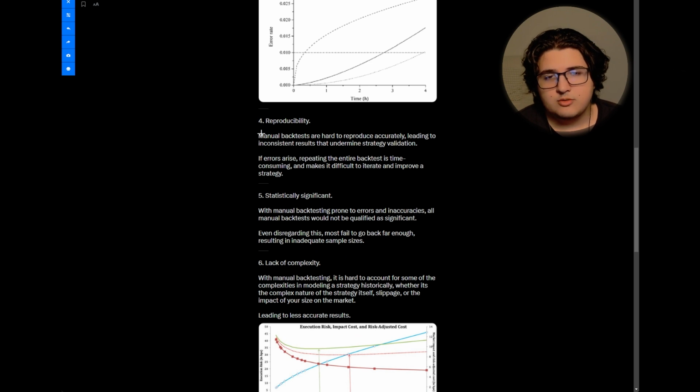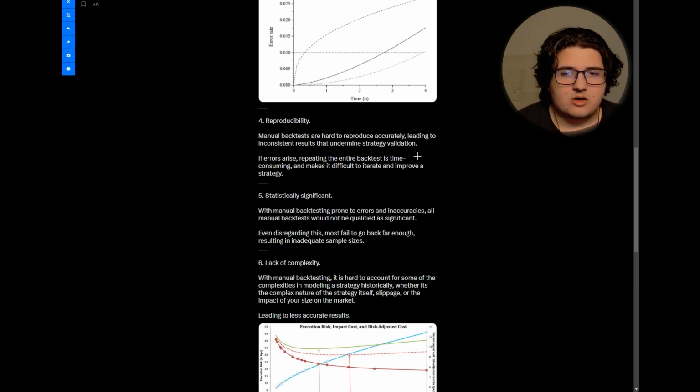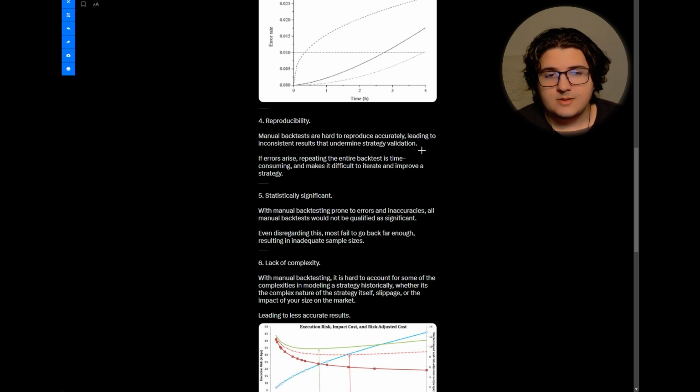Number 4 is reproducibility. Manual backtests are hard to reproduce accurately, leading to inconsistent results that undermine strategy validation. If errors arise, repeating the entire backtest is very time consuming and makes it difficult to iterate and improve a strategy. Now, obviously, this goes into the topic of overfitting and reworking a strategy too many times, but many of the times, if I have a strategy, I may want to see how it performs if I add maybe one more indicator to it, for example, or if I do maybe one logic change.